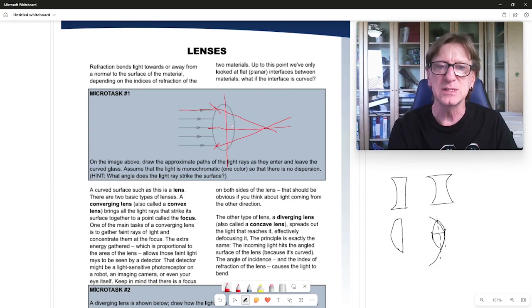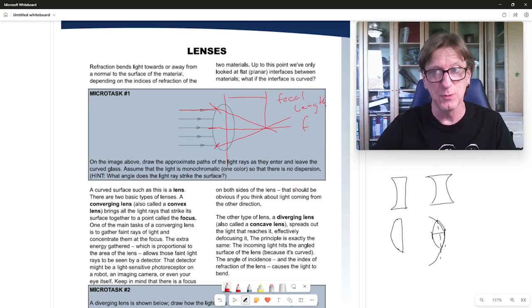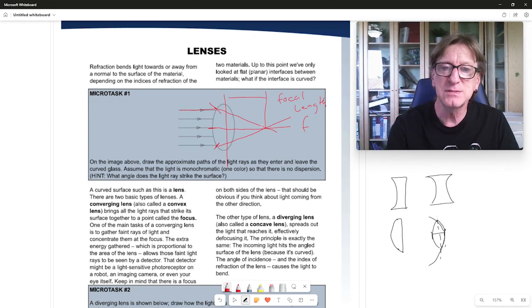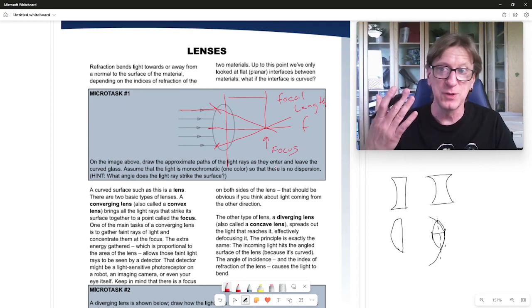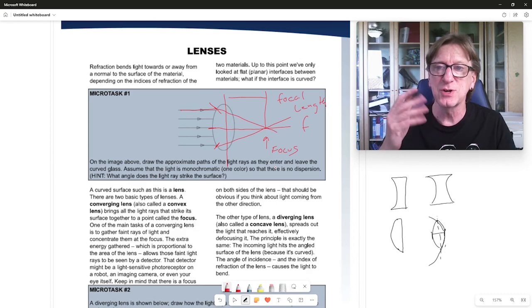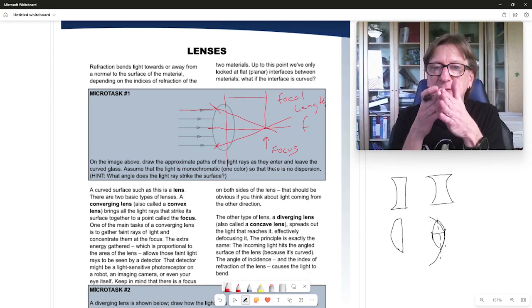This distance from the center of the lens to this point where those rays come together is called the focal length. And we usually use the symbol F for that. Now, I know that's also frequency and a lot of other things too, so you really have to be careful to keep up with what these symbols mean. The focal length is nothing more than the distance from the lens to the focus. And when you focus your camera, or when your eyes are focusing, what you're trying to do is get all of those rays to come together.